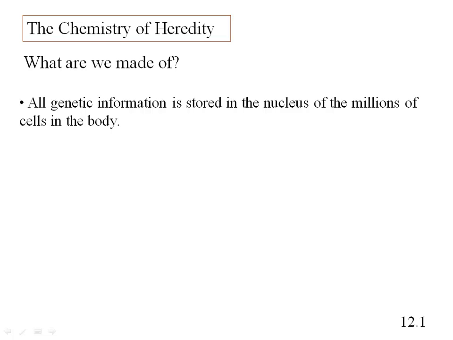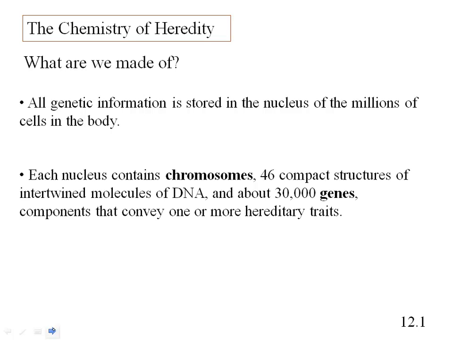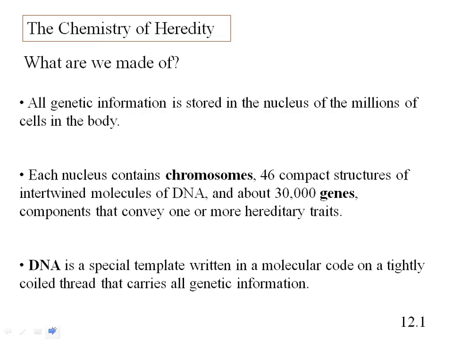All genetic information is stored in the nucleus of the millions of cells in the human body. Each nucleus contains chromosomes, 46 compact structures of intertwined molecules of DNA, and about 30,000 genes, components that convey one or more hereditary traits. DNA is a special template written in a molecular code on a tightly coiled thread that carries all genetic information.